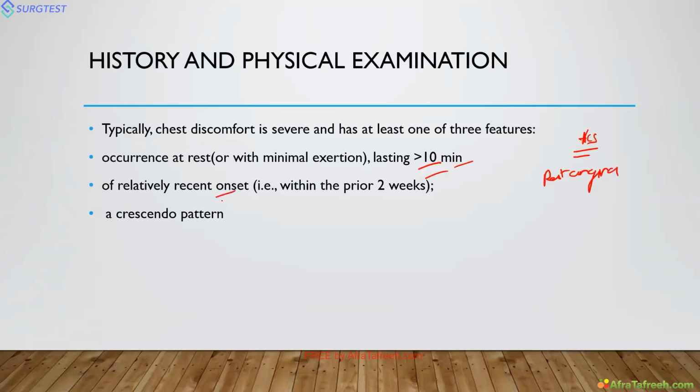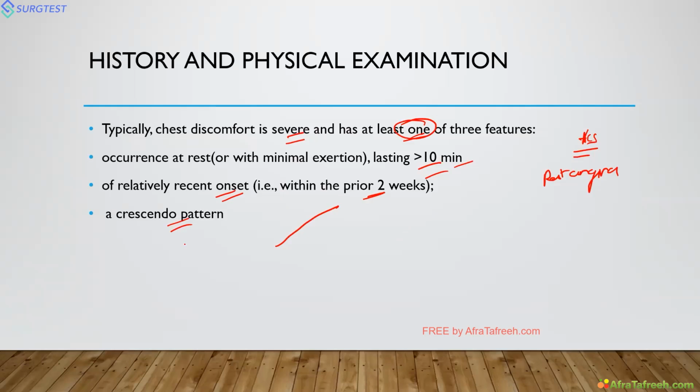The patient will have a relatively new onset pain within the prior 2 weeks. And it's a crescendo pattern. Normally, angina is crescendo-decrescendo. But in this patient, the chest pain will be gradually increasing. So whenever the patient is having these things, we have to suspect ACS first. At least any one of these 3 features: rest pain, new onset pain, and crescendo pain.